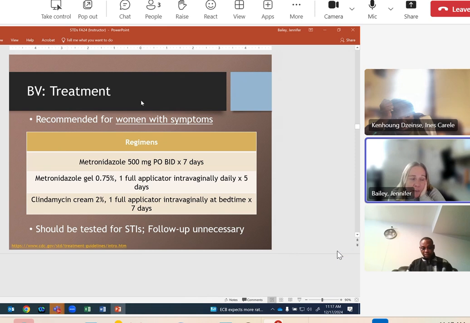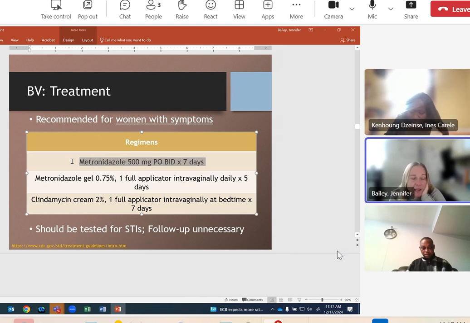Treatment is only recommended for patients who have symptoms. So if they have malodorous or uncomfortable discharge, then they would be treated with metronidazole as well, the same regimen as for trichomonas, or they can get a topical treatment if preferred.